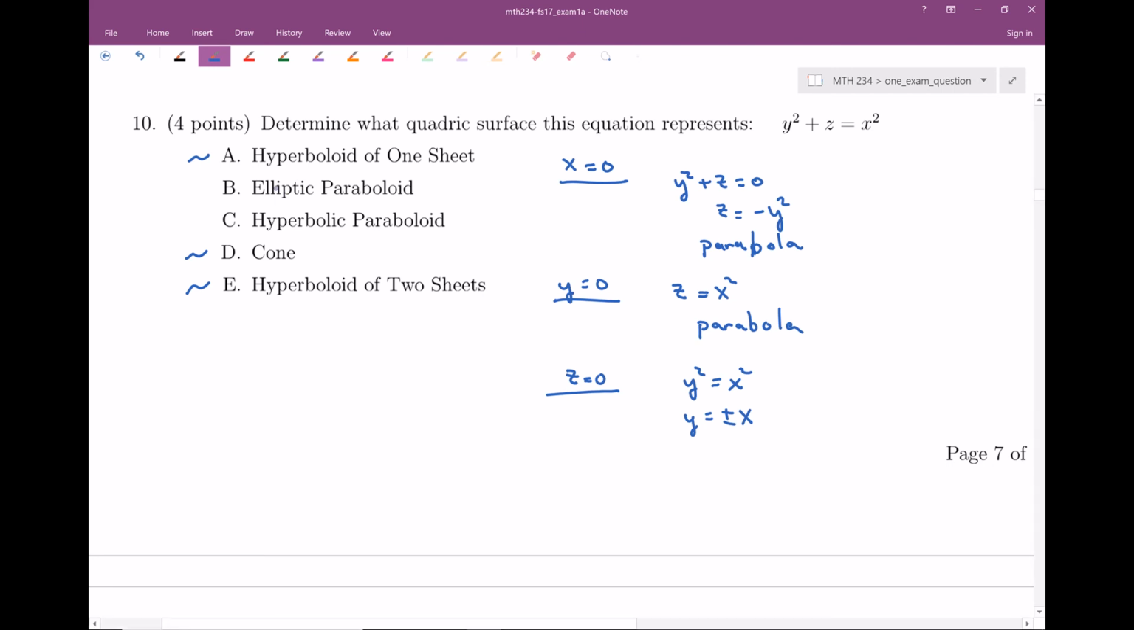Again, this is not the best trace to choose. Actually, if you really are good friends and you can remember what an elliptical paraboloid looks like, you can eliminate it now and say, okay, it can't be an elliptic paraboloid. You're not going to have these straight lines that go on forever. The only one that it could possibly be is the hyperbolic paraboloid.